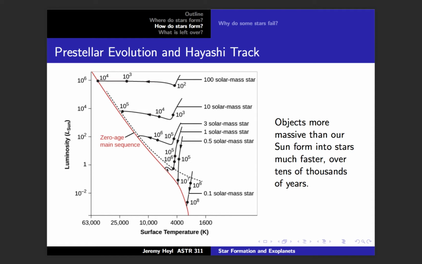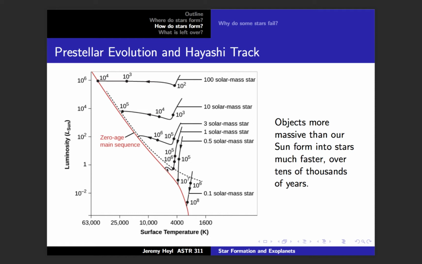For the sun, it takes a bit more than 1 million years to reach the main sequence, and it will live there for 10 billion years. So the bulk of the life of the star is on this main sequence, but this is the pre-evolution of the star, before it actually gets the nuclear reactions going.